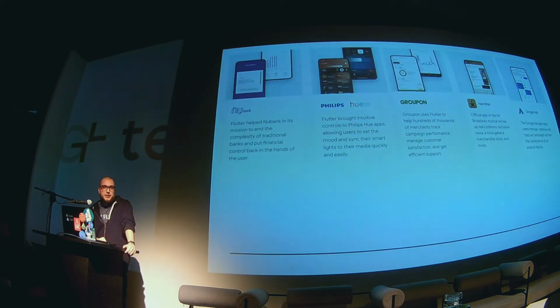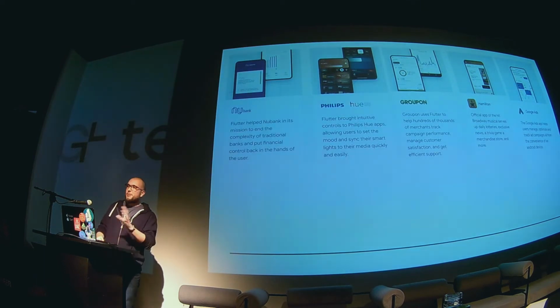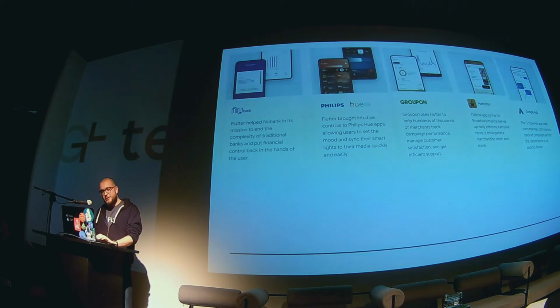Third one is Groupon, but not the Groupon you know. It's for the opposite side, for merchants. If they want to see how the Groupons are sold, they use a mobile application written in Flutter. Next one is Hamilton. It's an application for Broadway where you can buy tickets for shows. Last one is Google Ads on mobile, which is also written in Flutter. Yeah, but these are great international players, with some marketing and presentation.